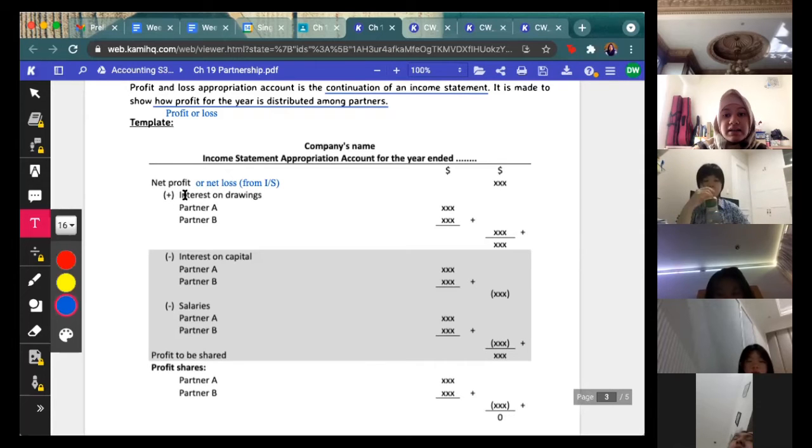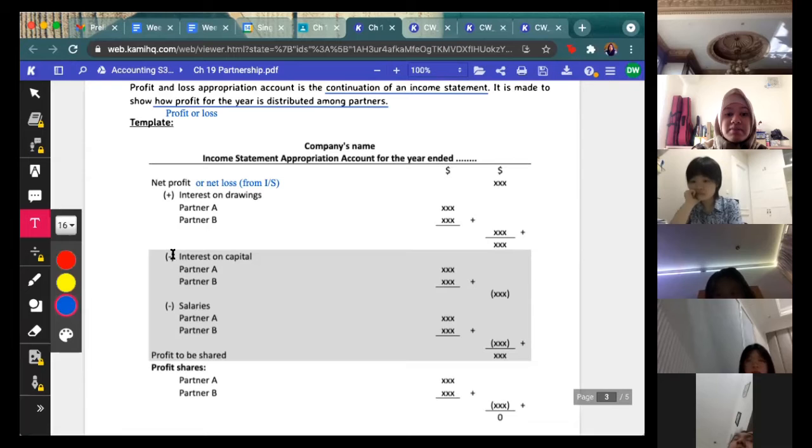After it is added with interest on drawings, you have to calculate each of them for partner A and partner B. Add, and then the result of net profit or loss plus total interest on drawings, you have this one. And then minus interest on capital for partner A and B.